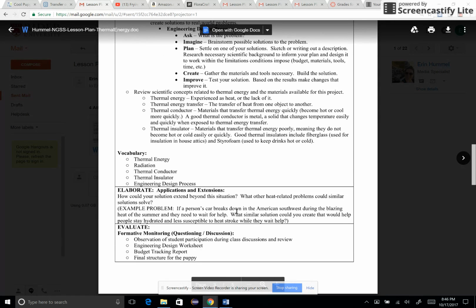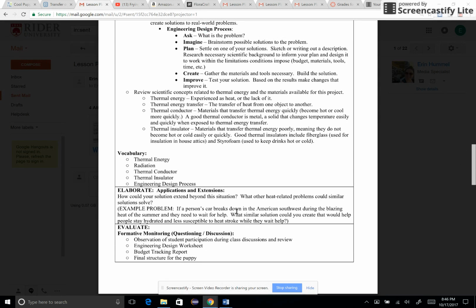So our vocabulary for this lesson, things that we've reviewed with the students up till this point, include thermal energy, radiation, thermal conductors, thermal insulators, and the engineering design process.